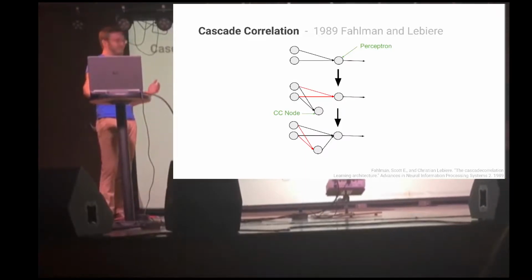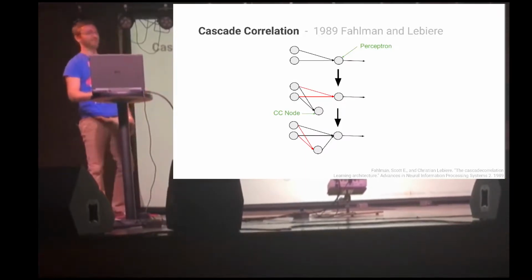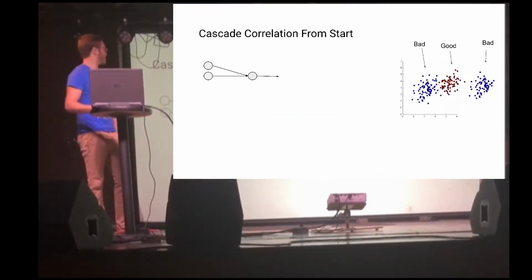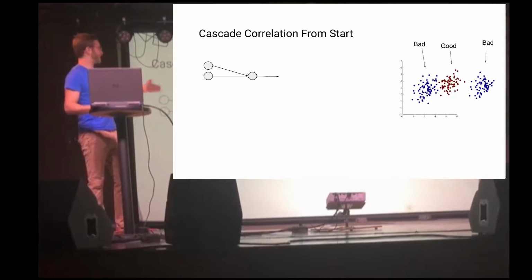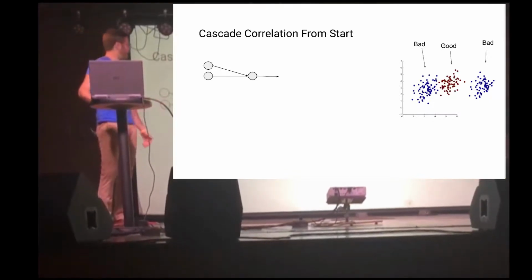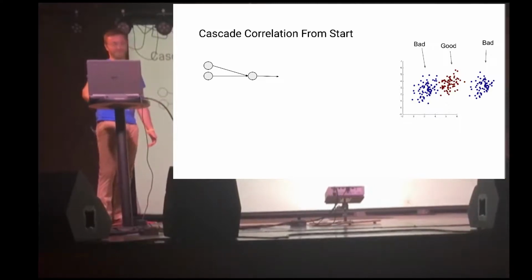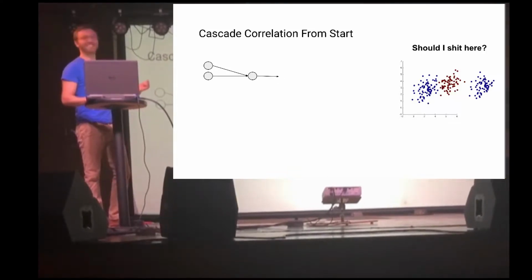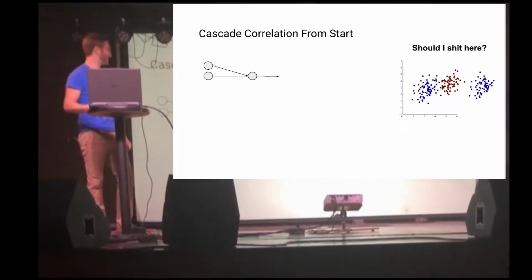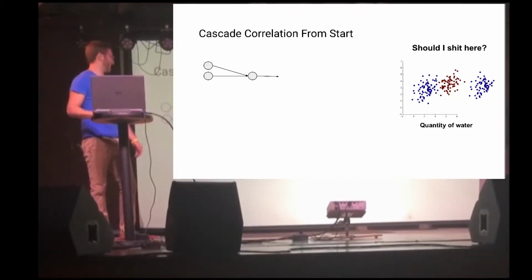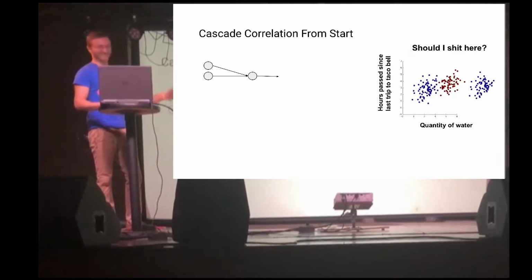Now, the math behind this is kind of complicated, but it's actually really simple to explain if you just look at the pictures. So let's say we have a data set that's like this, where blue is bad and red is good. And I asked my brothers for a suggestion about what data might look like this, and they suggested I make my second poop joke of the evening. Should I shit here? The x-axis is the quantity of water. And the y-axis doesn't really matter.